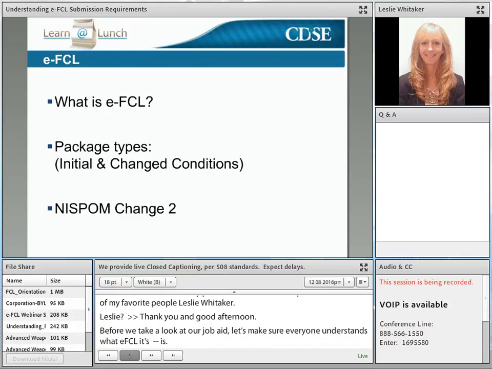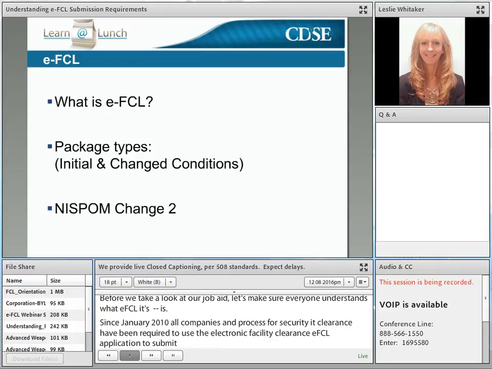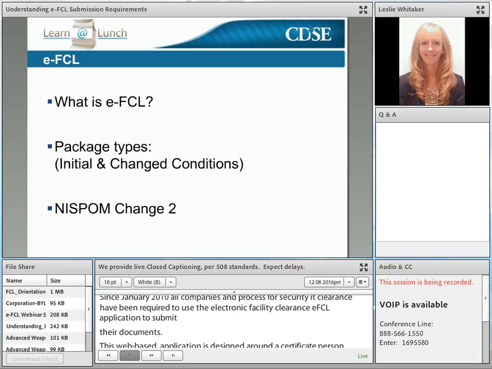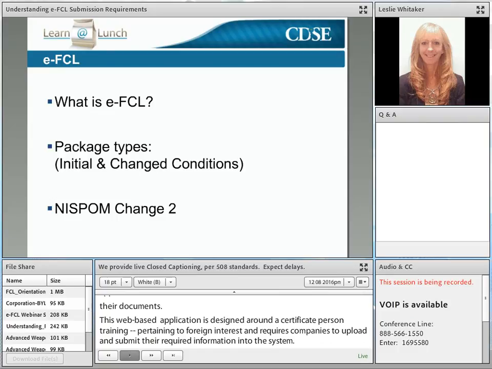This web-based eFCL application is designed around the Certificate Pertaining to Foreign Interest, the SF-328, and requires companies to upload and submit their required information into the system. This information includes the SF-328, a list of key management personnel, referred to as KMP, the DD-441 DoD Security Agreement, and other business documents specific to your legal entity.